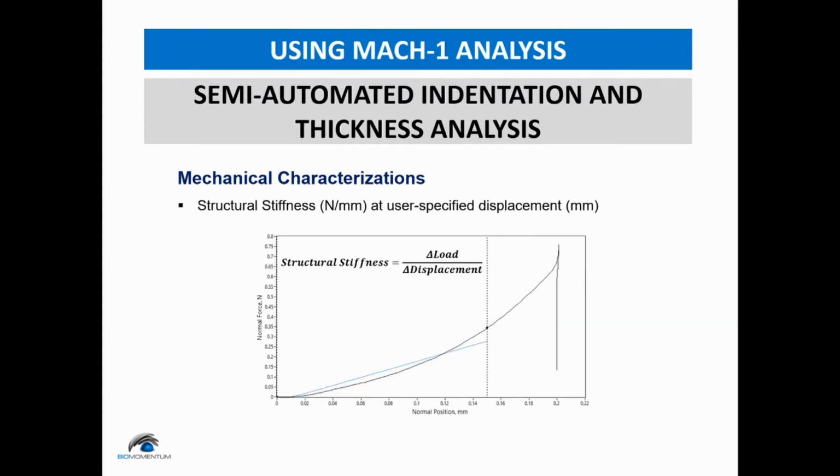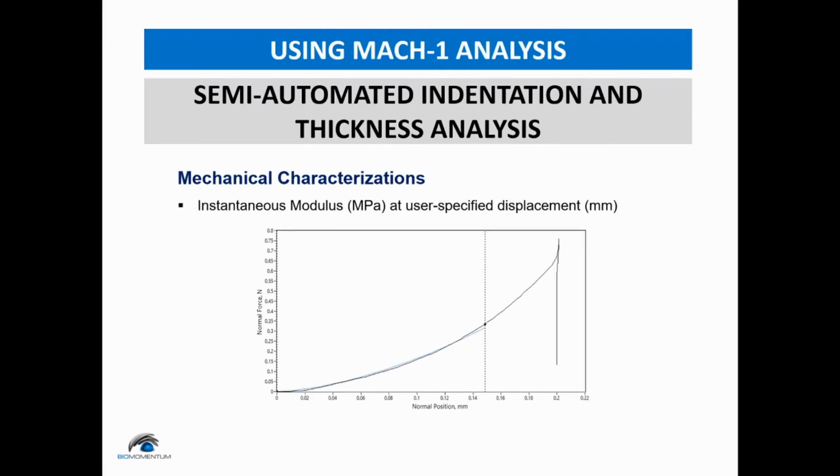Structural stiffness at displacement is the stiffness at a specified displacement and is given by the following equation. The instantaneous modulus at displacement, in units of megapascals, corresponds to the instantaneous modulus when the Hayes model is fit up to the desired displacement in millimeters.